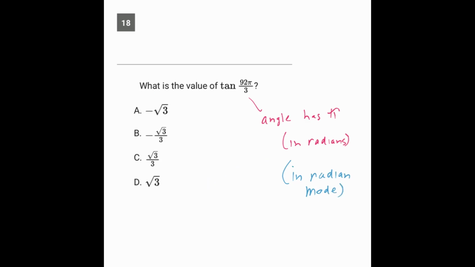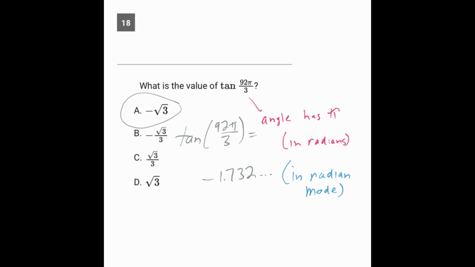So make sure you know how to switch your graphing calculator back and forth between degree and radian mode. And then you can go ahead and just type in your calculator tan of 92 pi over 3, and it will spit out negative 1.732 and some further decimals, which, by the way, is equivalent to negative radical 3. And that'll be our answer.